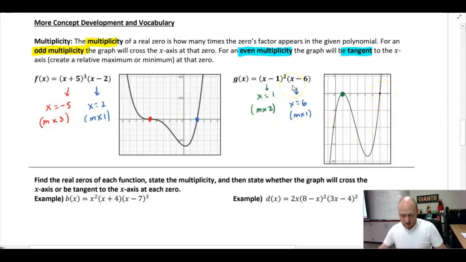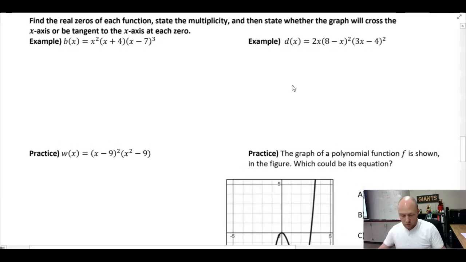Okay, so let's look at some examples where we are going to find the real zeros of the function, state the multiplicity, and then state whether it will cross or be tangent to the x-axis at the zero. In the last video, we looked at a function in standard form and factored it in order to find the zeros. Sometimes we get factored form. I don't have to break anything down. It's already in this form. And this is really, really nice.